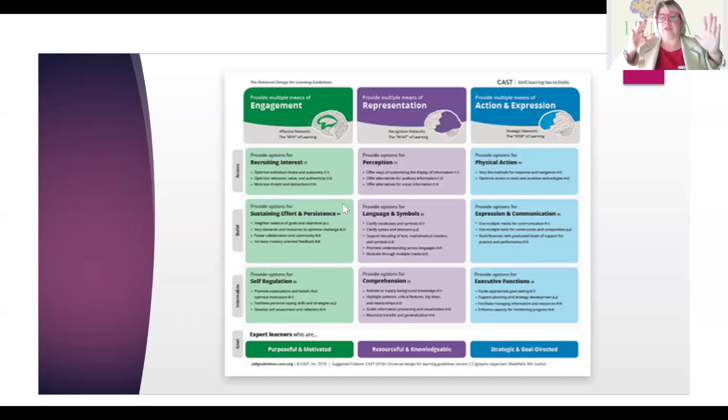So the first one is connected with engagement, with how we can catch the interest, or how we can hook the students' interest. The second one is how we can make the information accessible, the what of learning. And the last one is how the students show what they know. And we are talking about the strategic networks. So the first one is affective networks. The second one is recognition. The third one is strategic. So this is if we read the guidelines in a vertical way.